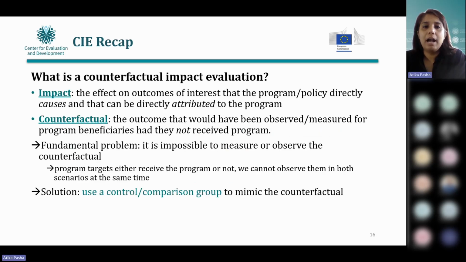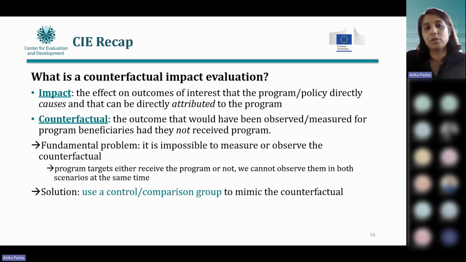Right, so I believe everybody here is aware of the word evaluation, so I will explain the other two words, which is impact and counterfactual. So also everybody, I assume, is aware of the word impact. It's defined differently across many of the resources I came across.